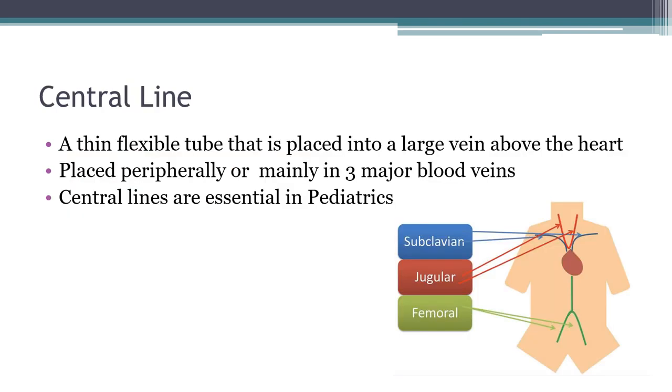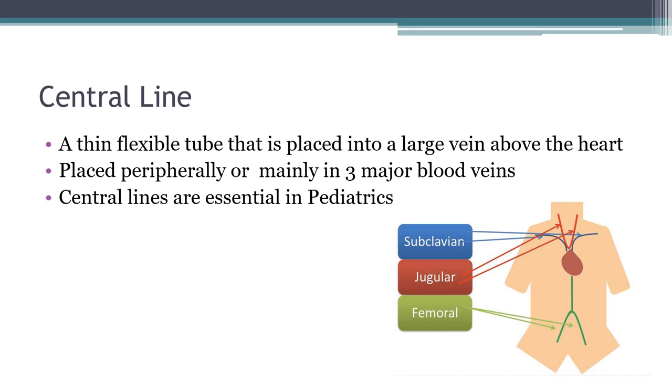So to begin with, what is a central line? A central line can be seen as a thin flexible tube or a catheter that has a tip that lies in the proximal 1/3 of either the superior vena cava, the right atrium, or the inferior vena cava, which is primarily placed into a large vein above the heart. It can be placed peripherally or into the three main blood vessels I mentioned, and it is essential in pediatrics for multiple reasons.